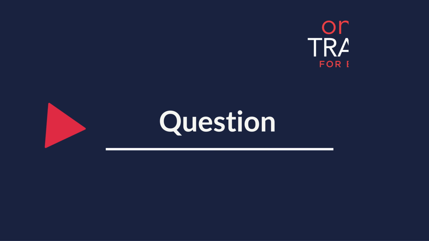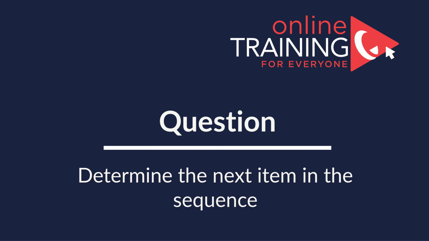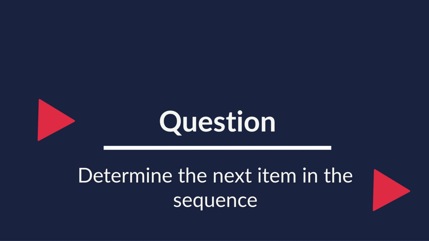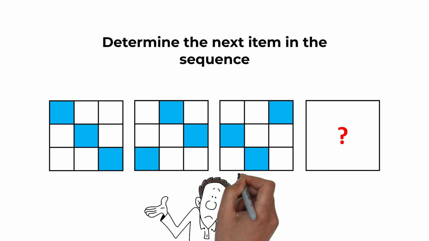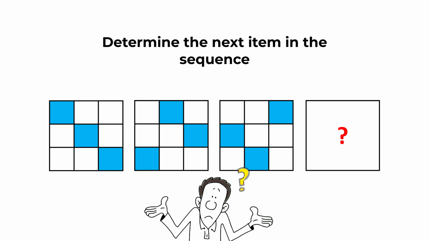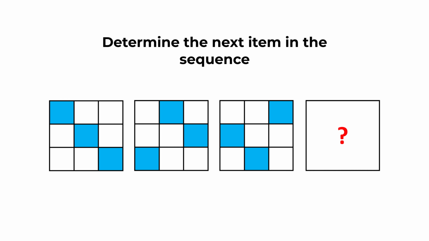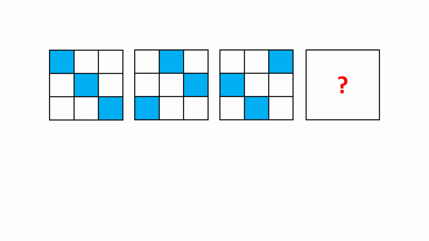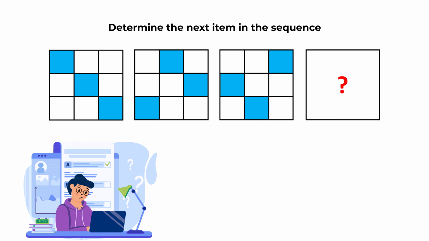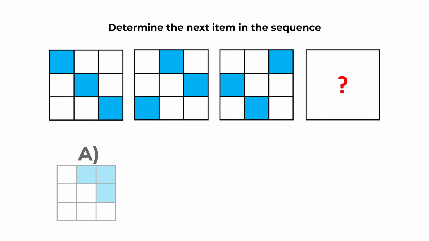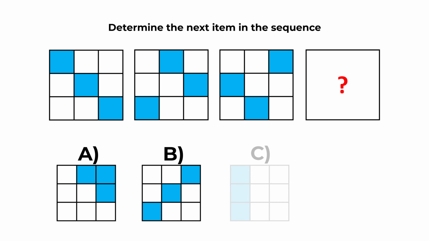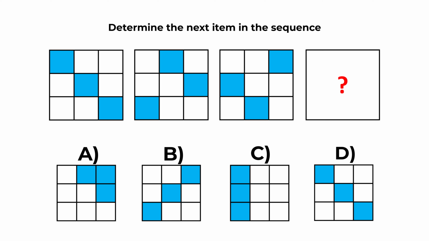Here is a very interesting problem that you might frequently get on the test. You need to determine the next item in the sequence. You're presented with the sequence of large squares. Each large square contains 9 small squares inside, and small squares are of different colors. You need to determine the next item in the sequence, and you have 4 different choices: A, B, C, and D. Do you see the answer?